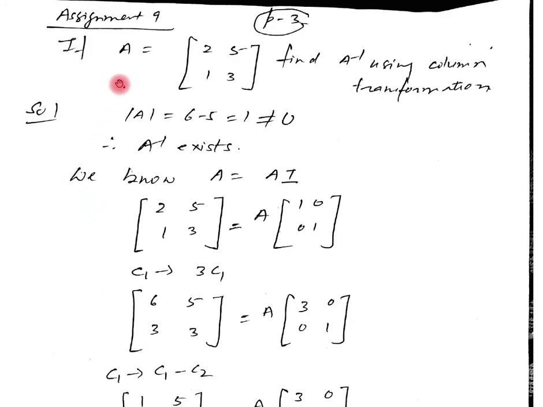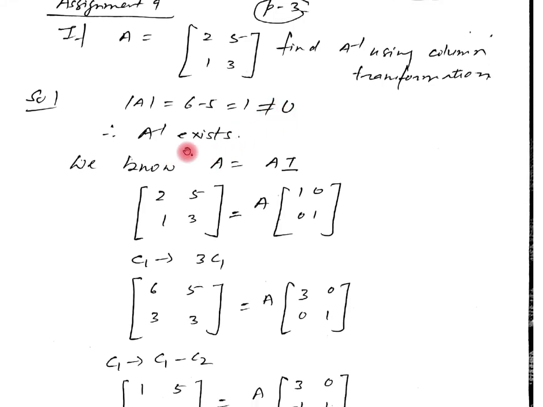Now I am taking again a given matrix of order 2, to find A inverse using column transformation. Only when it is mentioned to perform by column transformation do you apply this method. Otherwise, you can do it by row transformation. Now here again, we will find the determinant of A. 6 minus 5 equals 1, not equal to 0. It means A inverse exists.